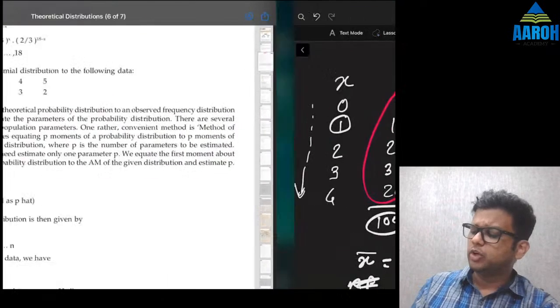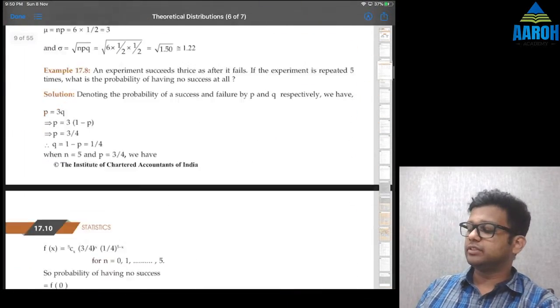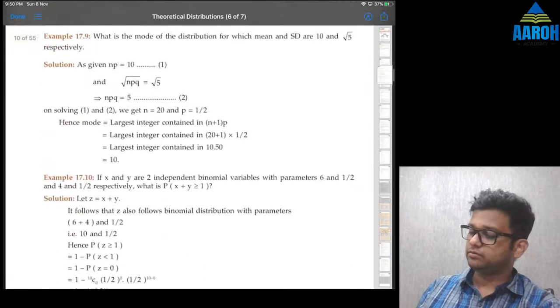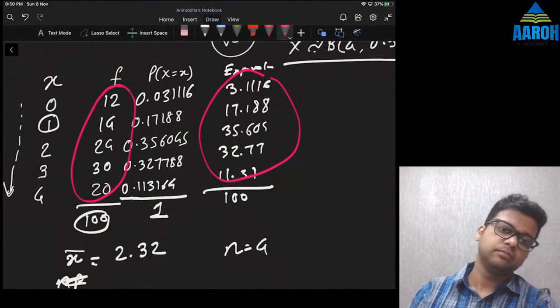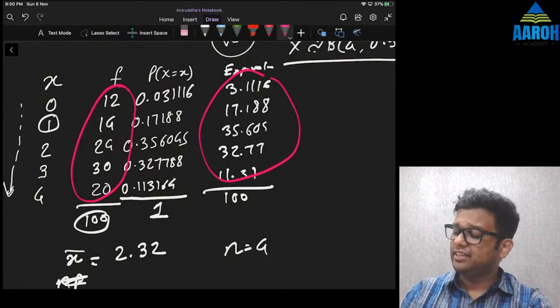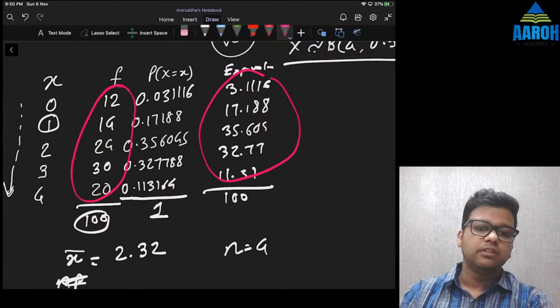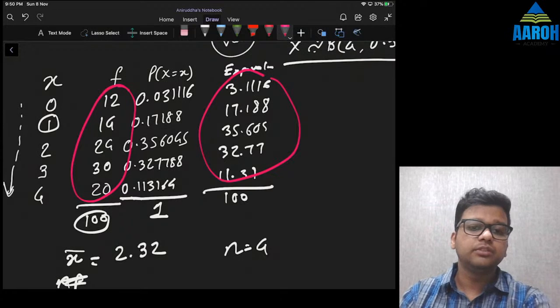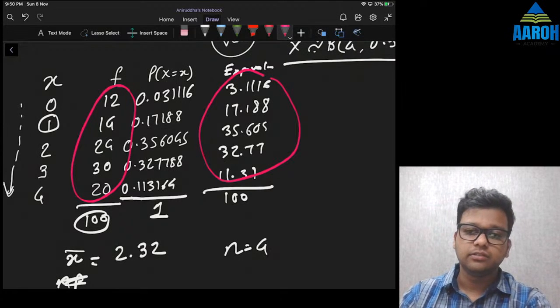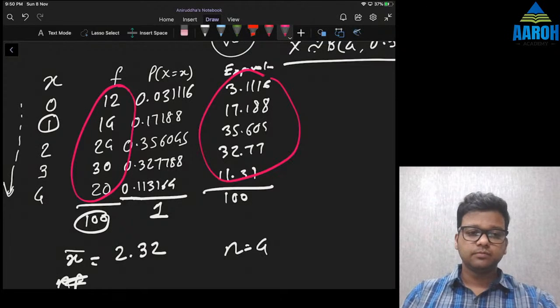Tell me if everyone is clear, because Poisson distribution questions we will take tomorrow. Tell me if everyone is clear up to this point. Not fitting, correct? This is not fitting. I mean, it does not look like the values are similar. The trend is there, but not that much. So this binomial distribution is not getting properly fitted to this data. Clear, everyone? Can we stop?